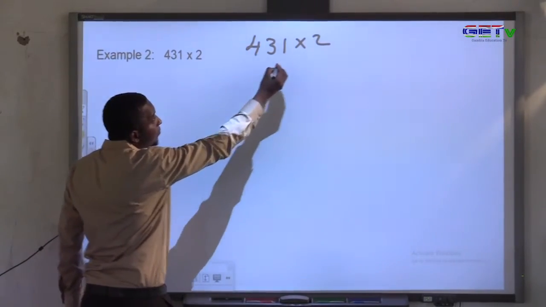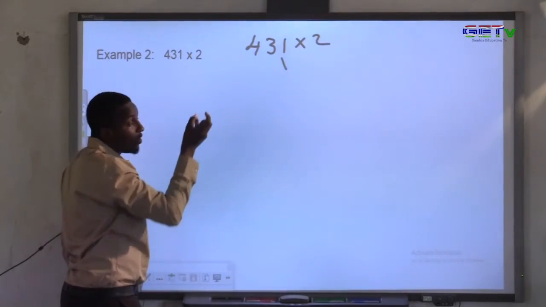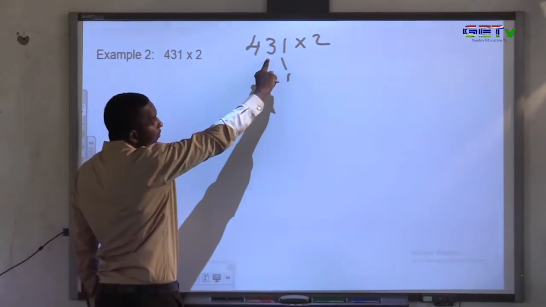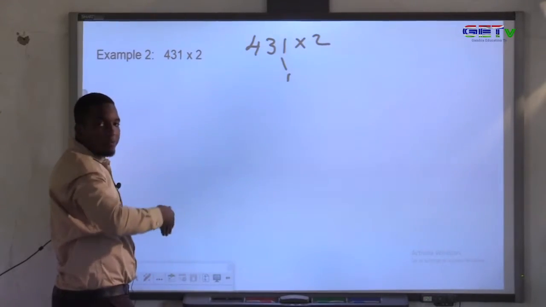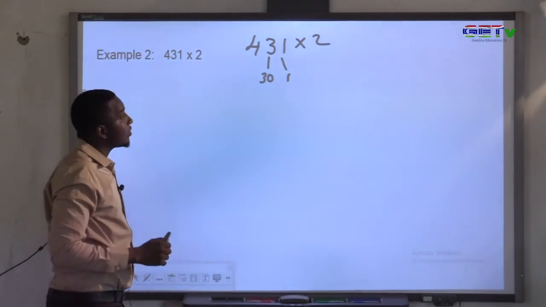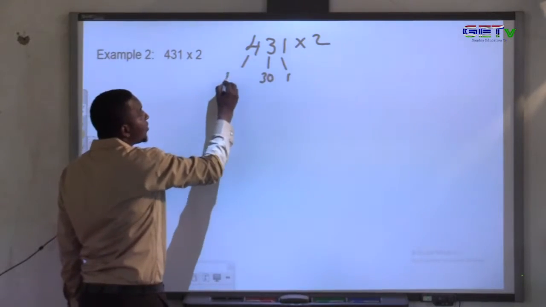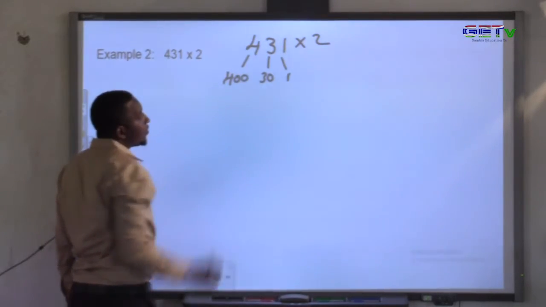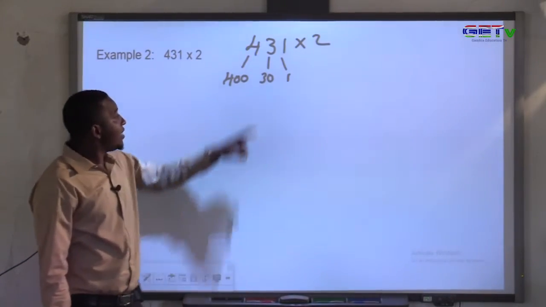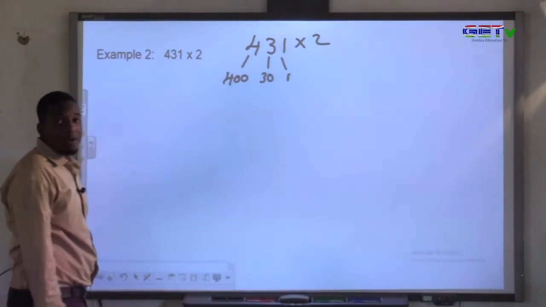So starting from the 1, the value of 1, because it's a unit, is just 1. And 3 here is under the tens column, so its value is 30. Then 4 here is under the hundreds column, so its value is 400. So we are going to multiply the multiplier, which is 2, by the values of 4, 3, and 1.